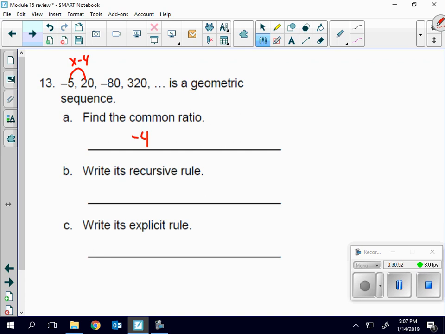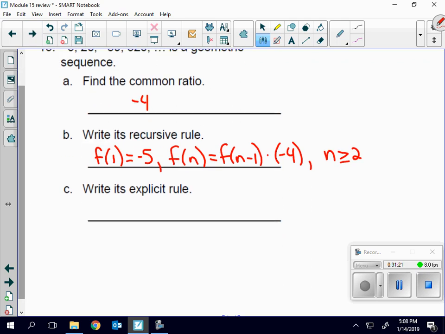What's the recursive rule? Well, I need to give the first term, which is -5, and then the nth term is going to be the previous term times the common ratio. Don't forget the little blurb at the end, where n is greater than or equal to 2. It only works when n is greater than or equal to 2. And the explicit rule is a little bit shorter here. F of n equals the first term, which is -5, times this -4 to the n minus first power.